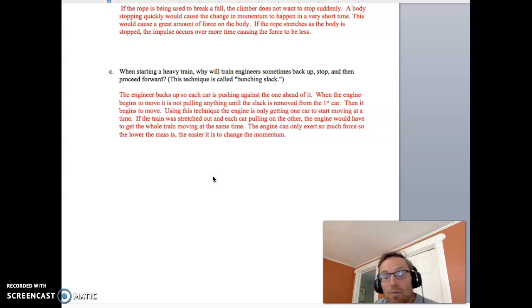So instead, what you can do is you can back up, and that loosens the connection between each of the train cars, so that when the locomotive goes, they're only pulling the mass of the first train car, until that gets tight, and then the locomotive and the first car will be pulling the mass of the second train car, and so on. So really you're pulling a smaller amount of mass each time you go forward.